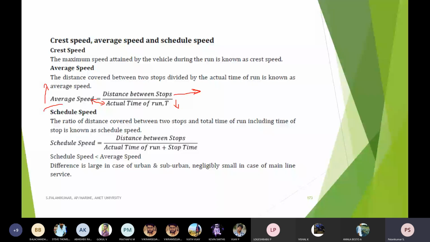Another very important terminology that we have to understand from the speed-time curve is schedule speed. Very often you may have heard this terminology in railways. Schedule speed is nothing but the distance between the stops divided by the actual time of running plus the stop time. This is what schedule speed is. So when they mention a train's scheduled speed, it means that in addition to the actual time of running, they take the stop time also.